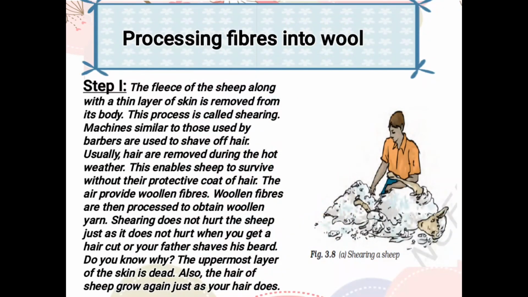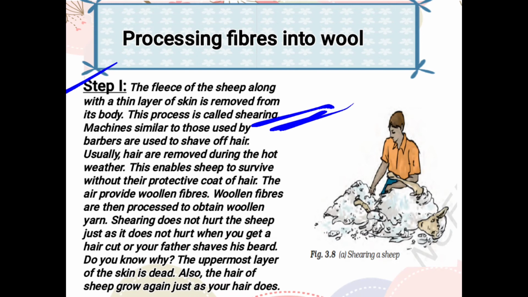Now the next thing we have to read about is processing fibers into wool. By following which steps is the fiber converted into wool? In the first step, the rearers remove the fleece of the sheep along with a thin layer of skin from its body. As you all know, the hair is removed from the sheep's body. So what is the removal of hair from the sheep's body called? This process is called shearing.